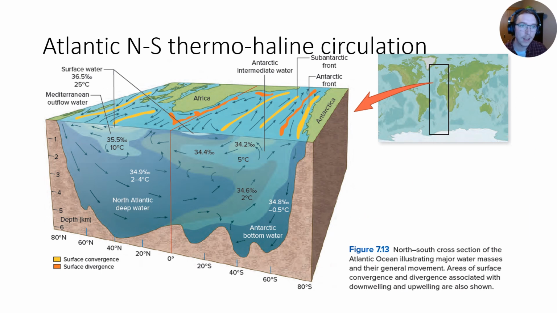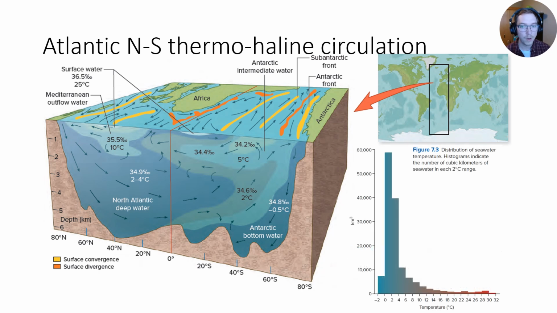Now we look at the Atlantic north to south thermo-haline circulation. We are looking at this big, broad distribution of salinity and temperature that cycles through the area here. So we can look here. This is the distribution of temperature within ocean waters. So notice that we've got some areas that are quite warm. Primarily, it is quite cold.